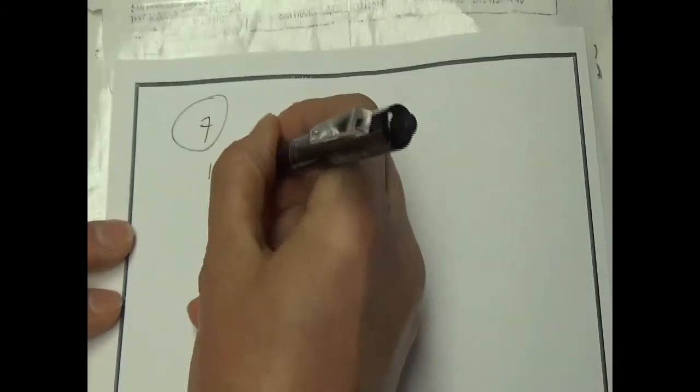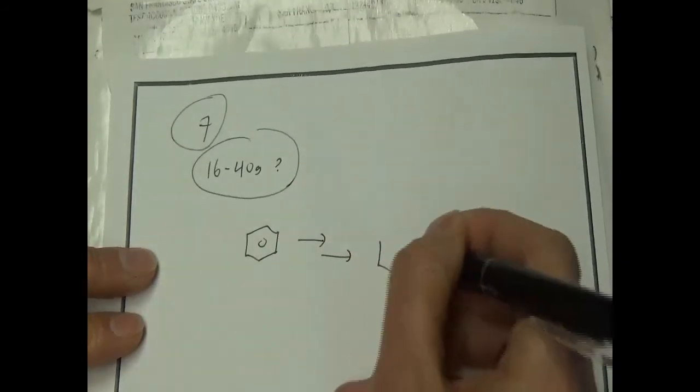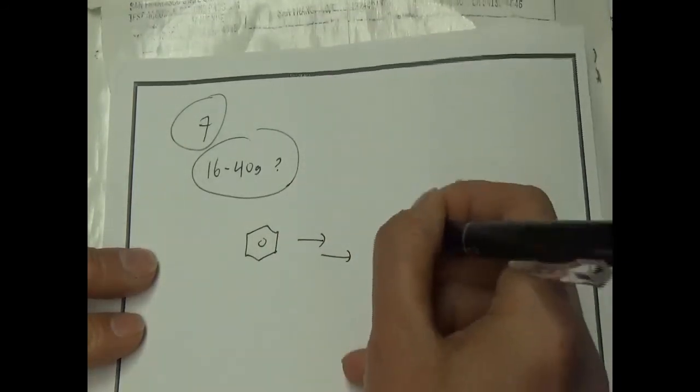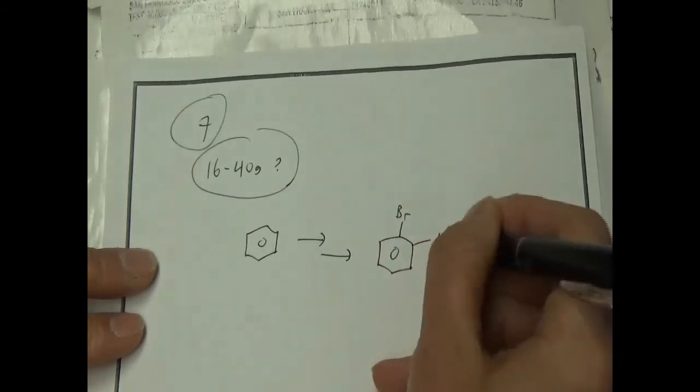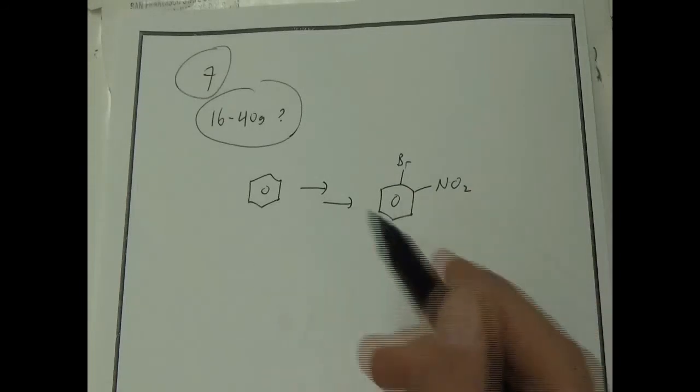Okay, I think we have one more. I want to say we're on number 7, which is synthesis examples. I want to say it's 40G, but I don't know that. I think it is. Okay, so benzene to bromonitro. Benzene to bromonitro. Okay.